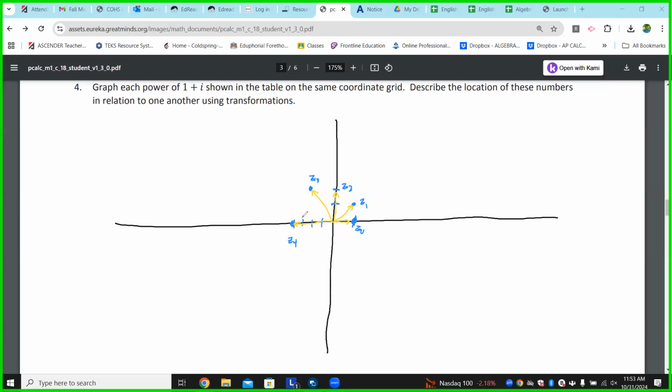The next one says, on 5, predict what the modulus and argument will be for 1 plus i to the 5th power without actually performing the multiplication. So go ahead and do that now. Just think about what the modulus and argument would be without actually doing 1 plus i times 1 plus i times 1 plus i 5 times. We'll see if we can come up with the answer.